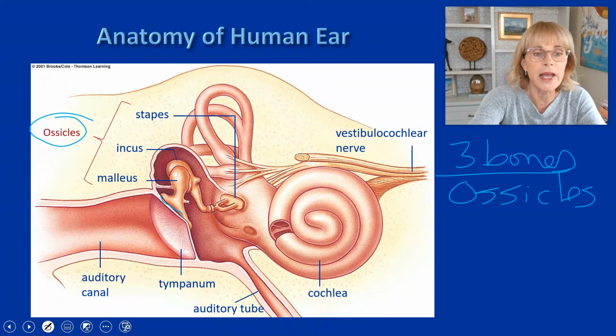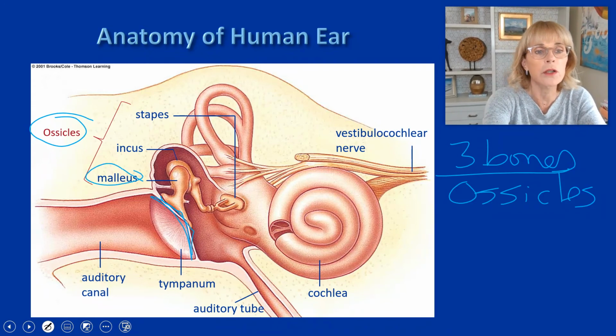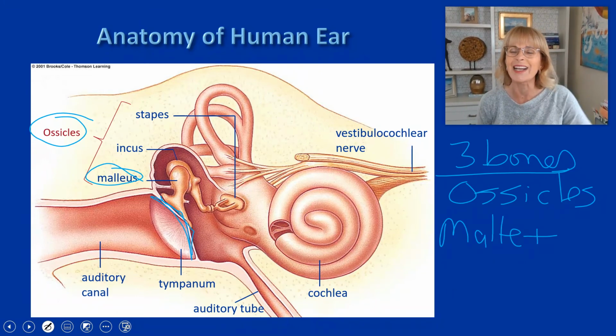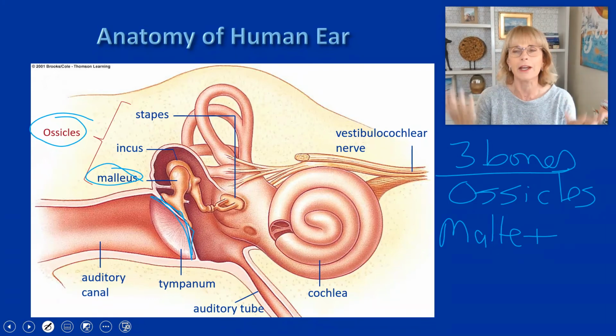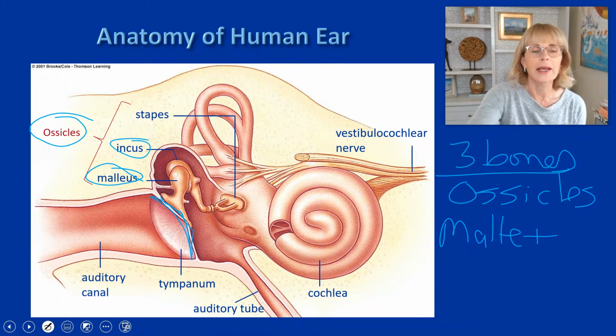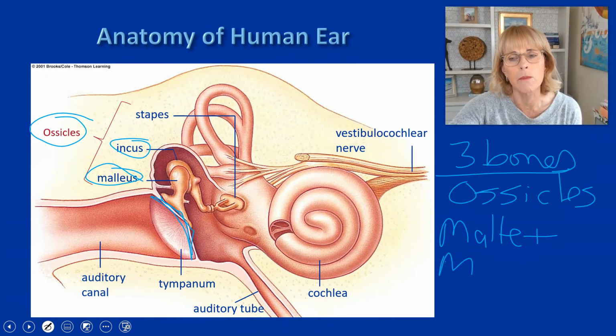The one that is attached to the tympanum is called the malleus, and the malleus looks like a mallet. I think that's how you spell mallet. A mallet is kind of like a hammer, and the malleus does look like a mallet. The second bone, you can't see it very well from this point of view. It is called the incus, and the incus kind of looks like a molar tooth.